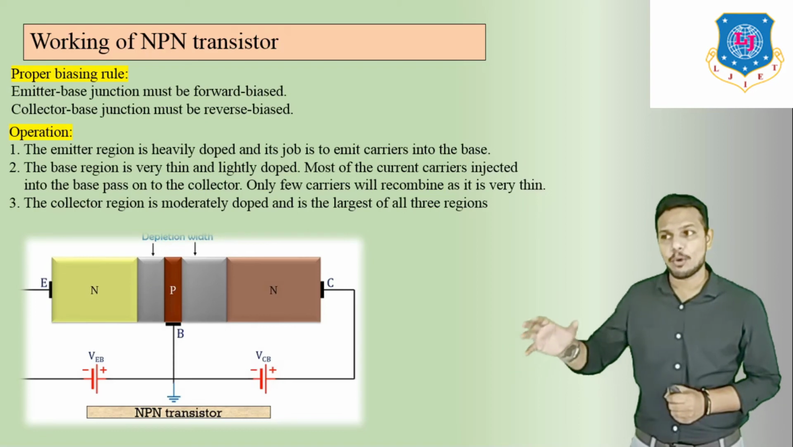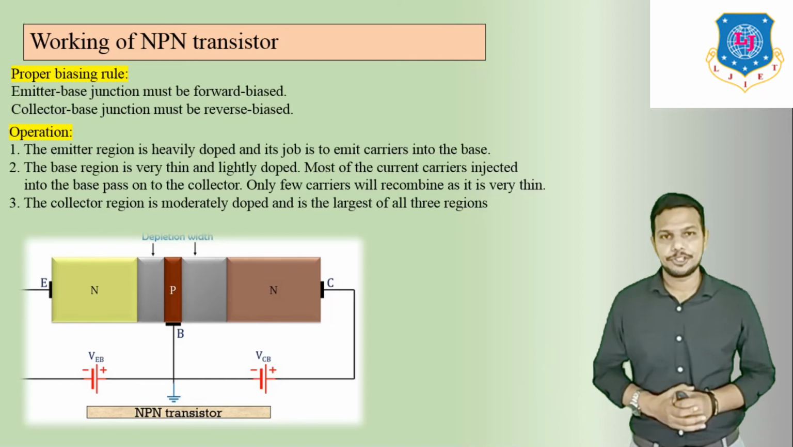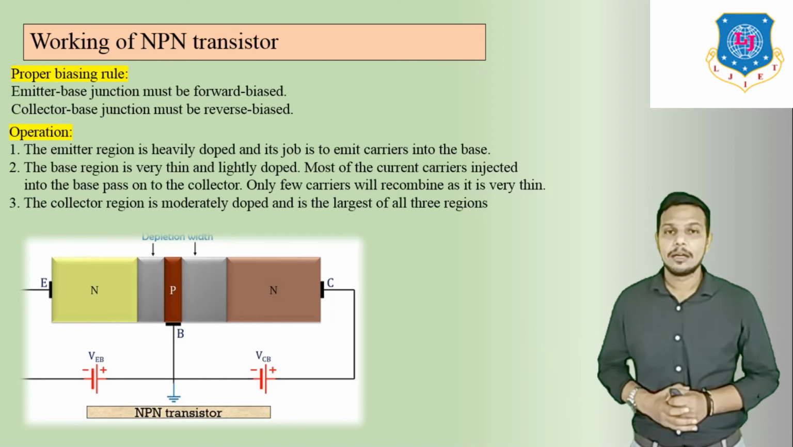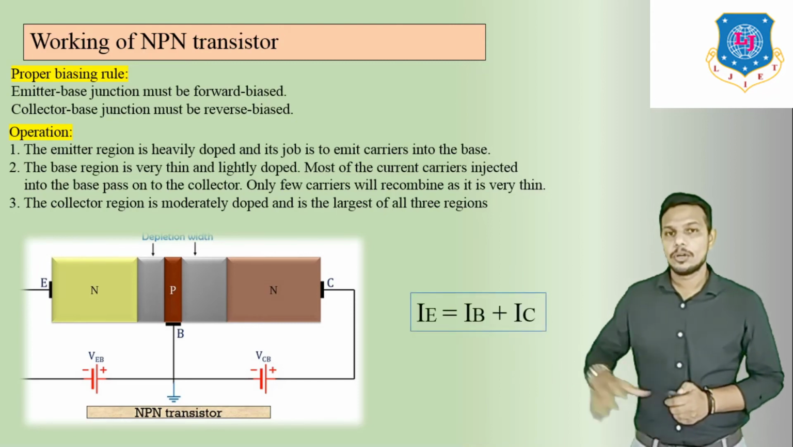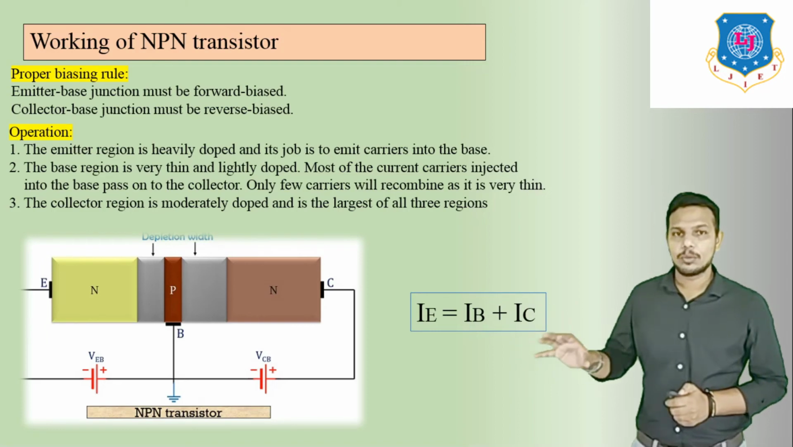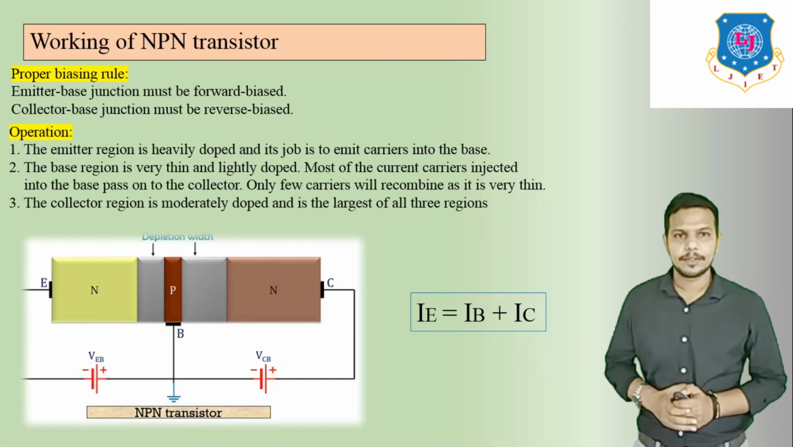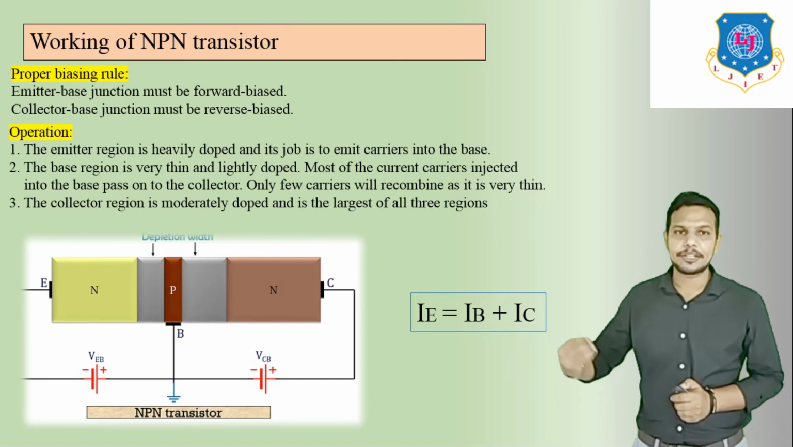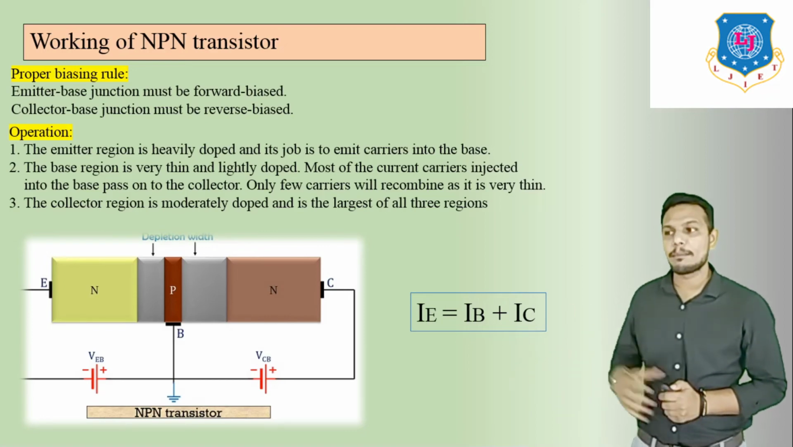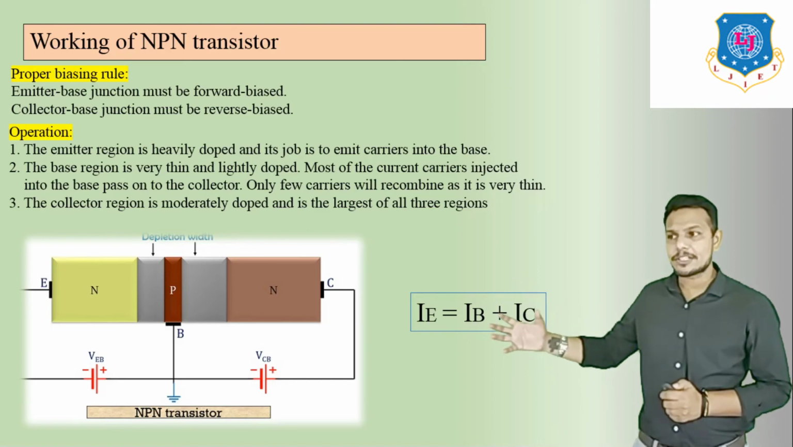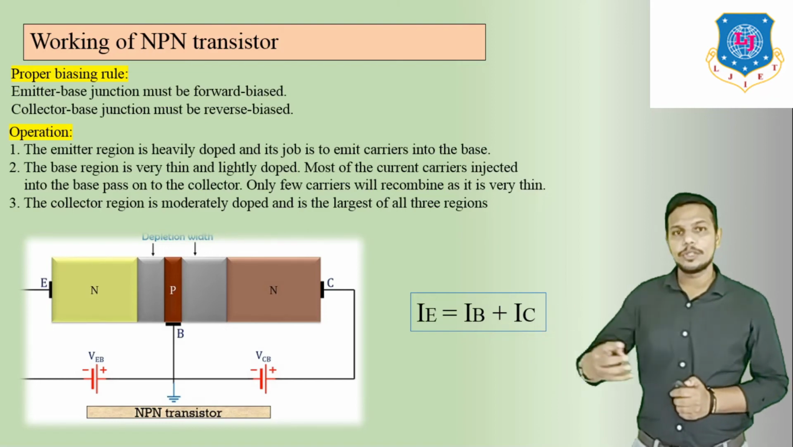So here the collector region is moderately doped and is the largest of these three regions because a large number of electrons are gathered in the collector terminal. So after all, the equation will be IE is equal to IB plus IC. Here IE, the emitter current, is equal to base current plus collector current, because the electrons flowing from the emitter side enter the base side and go to the collector side.